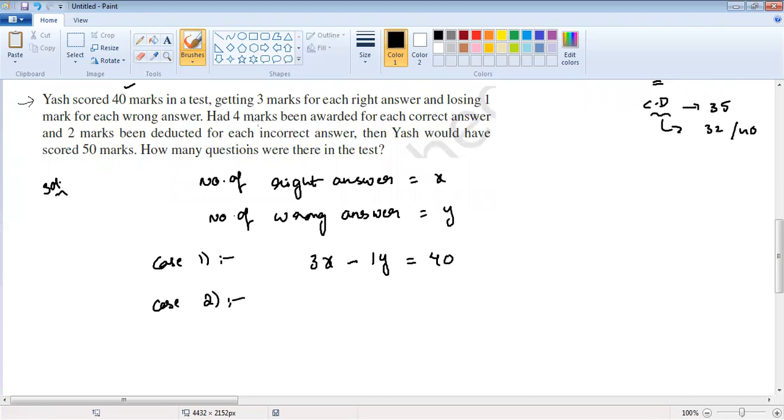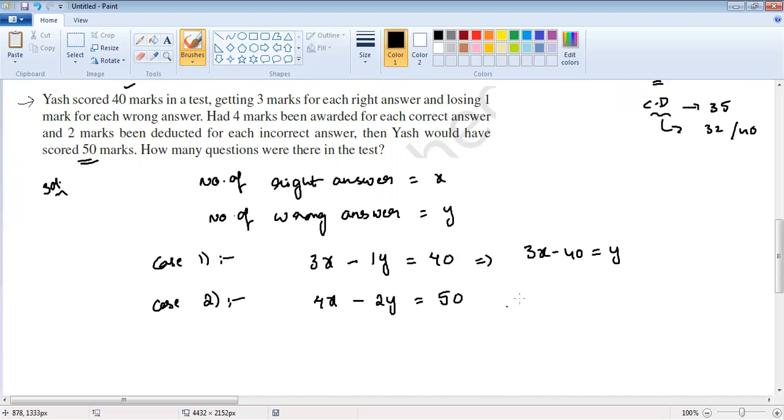Then case 2: had 4 marks been awarded for each correct answer, so it is 4x plus 2y, because 2 marks were deducted also, is equal to 50. Right. Then from here, I am going to write 3x minus 40 is equal to y.